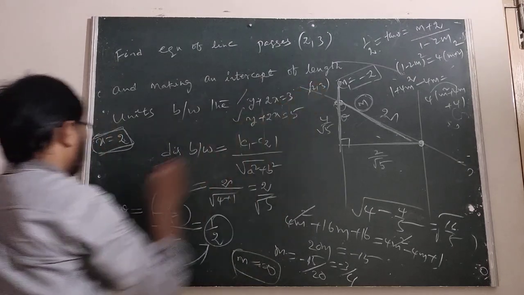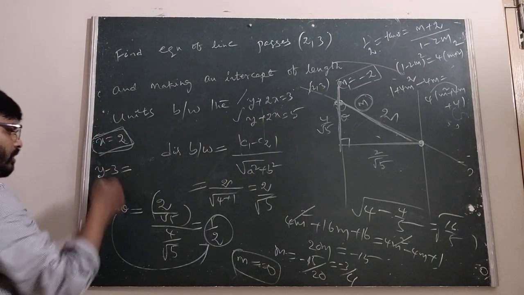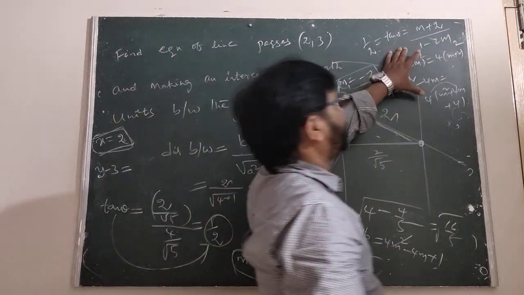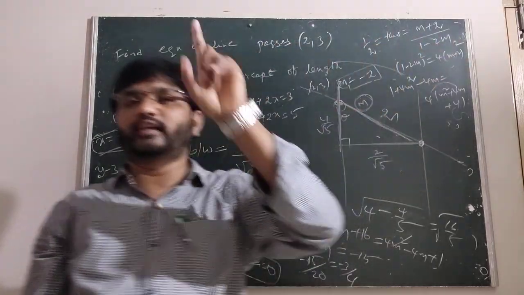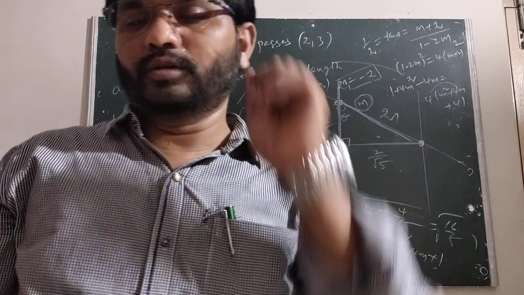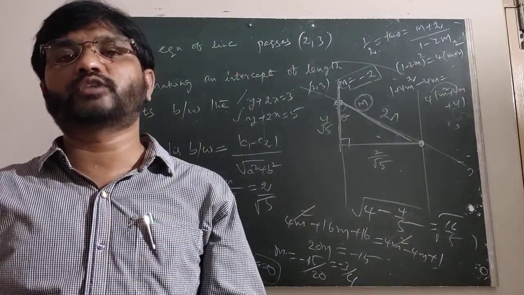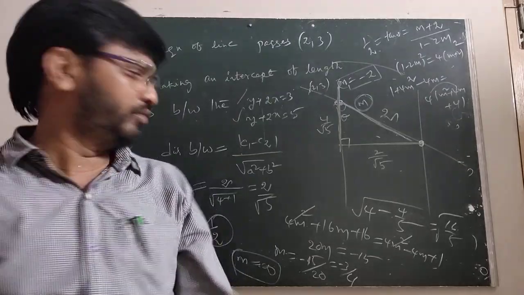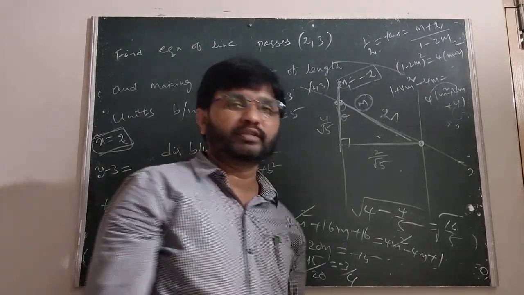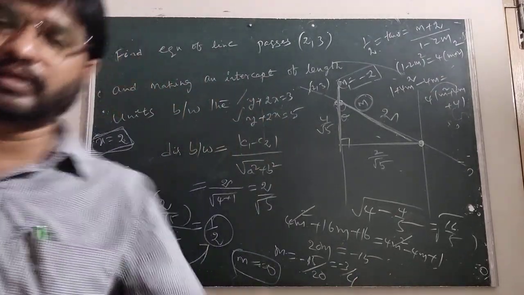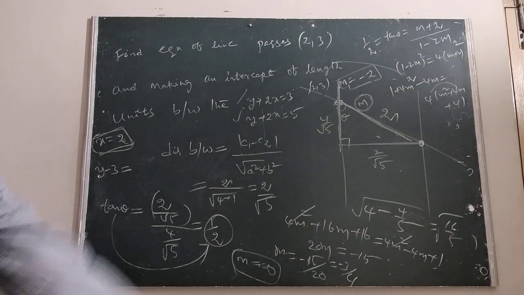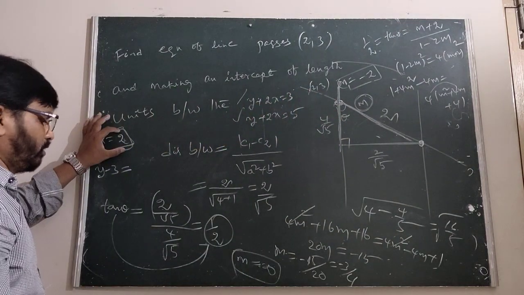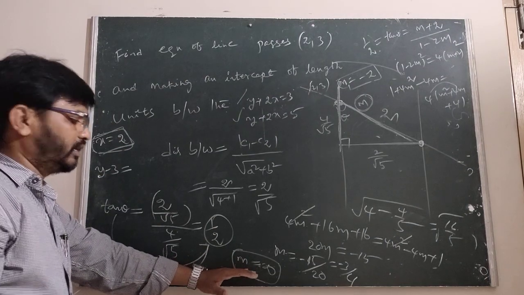Another line is y minus 3. If we are getting two values of m, then we take the slope point form. If we are getting only one slope, then the other slope is undefined. That means it represents a vertical line. Here the vertical line is x equals 2, therefore x minus 2 equals 0. In that case the slope is undefined.